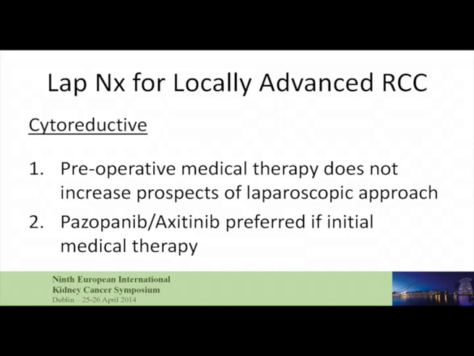Building on that topic, with cytoreductive nephrectomy, my anecdotal experience is that preoperative medical therapy does not increase the prospects of a laparoscopic approach. Based on experience with three agents, generally in trial settings, pazopanib and axitinib are preferred if feasible, if initial medical therapy is to be undertaken with a plan to subsequent cytoreductive nephrectomy. This relates to the intense desmoplastic reaction that frequently occurs with Sutent and can make dissection and identification of anatomical planes very difficult.